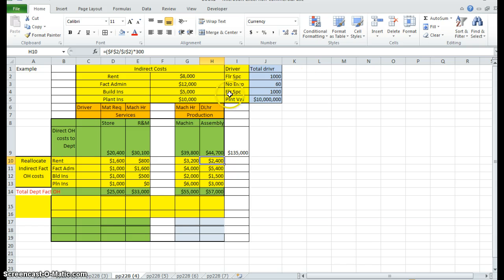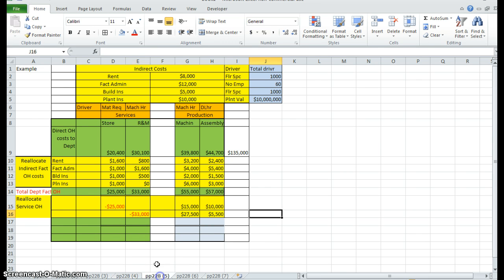And you do the same for factory administration using the number of employees. Similarly, you get the same situation: 5 employees in stores, 8 employees in repair and maintenance, and so forth. So you do all the reallocation there, and you add them up. Those are the individual totals of factory overhead, including the direct overhead and the indirect overheads together. This is direct and indirect there, direct and indirect there, direct and indirect there.